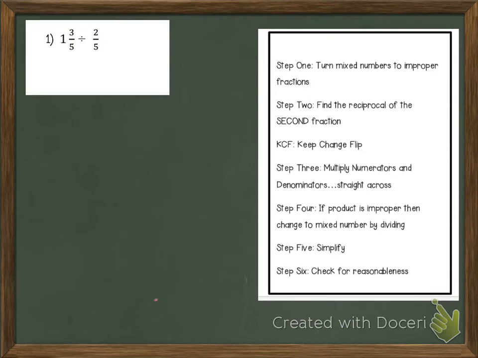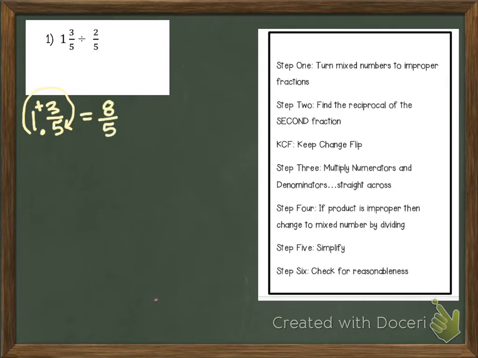Number 1, it says 1 3/5 divided by 2/5. We do have a mixed number here, so our first step is going to turn our mixed number into an improper fraction. So we take 1 3/5 and we multiply and add, and it stays over 5. So 5 times 1 is 5, plus 3 is 8, and it stays over 5.